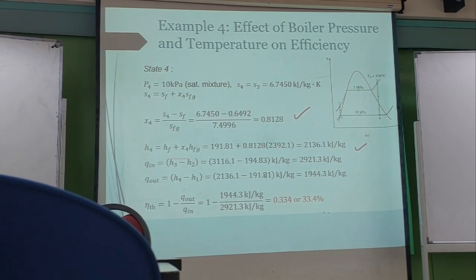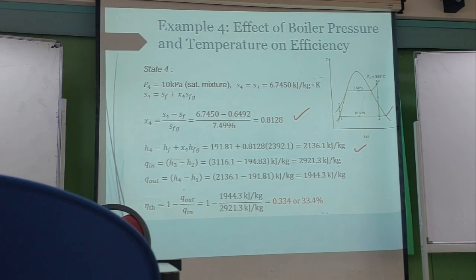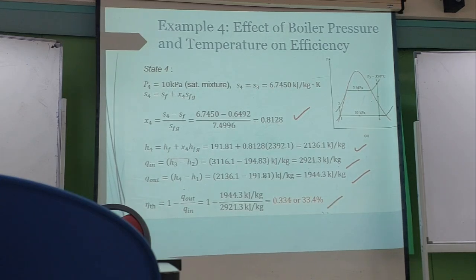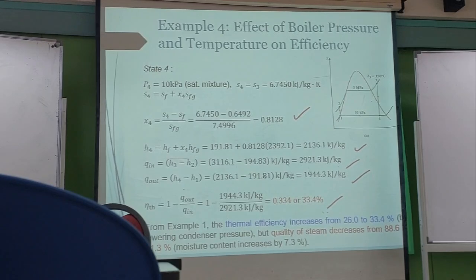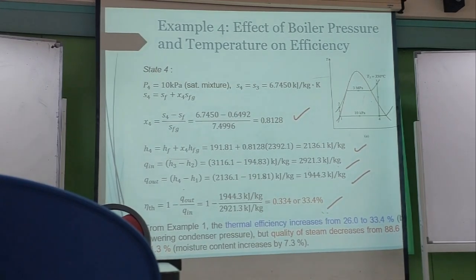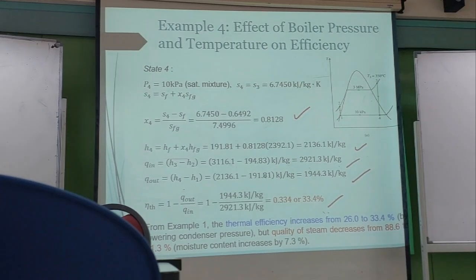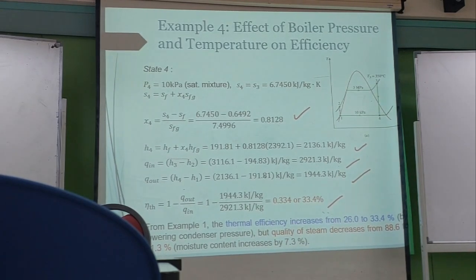Because S is a common denominator, we can actually just compare left and right. One side is enthalpy, one side is entropy, and you get the answer. So from here, now we have H1, H2, H3, H4. You can calculate Q in and Q out, and subsequently the thermal efficiency. If we compare this to example 1, like I mentioned, this whole thing is the same as example 1, just that at the boiler we are moving down the pressure.